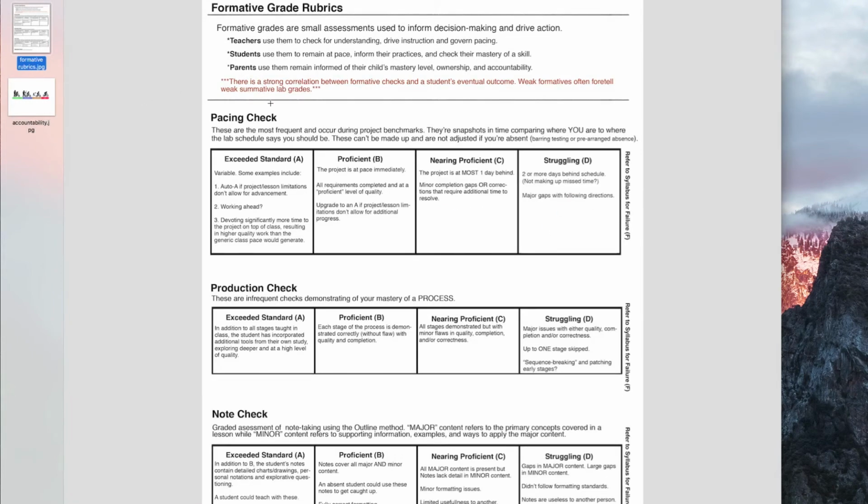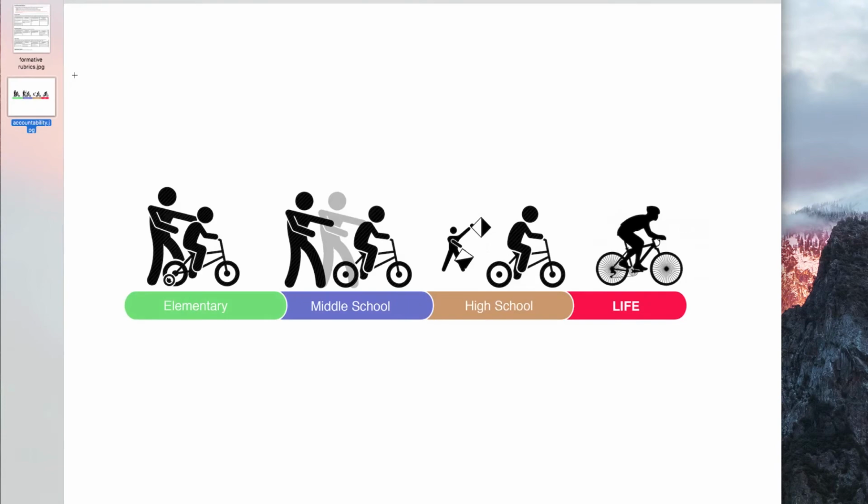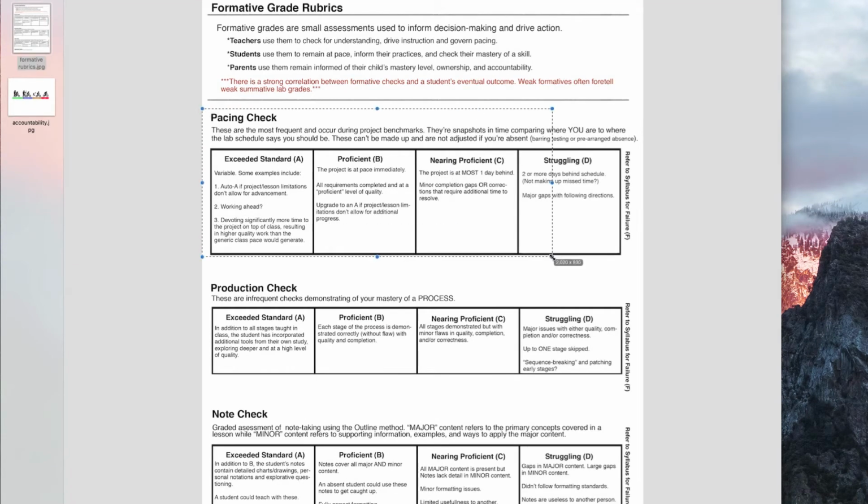Rubrics. This is from a page in your syllabus. A rubric is an objective measuring tool used to generate evidence for a skill level. If you're demonstrating time management, I will generally give you a pacing check grade that informs you how well you're doing at meeting classroom benchmarks and getting your work done. Production checks check the process, and note checks check your ownership of your education to preserve the knowledge that I impart to you.